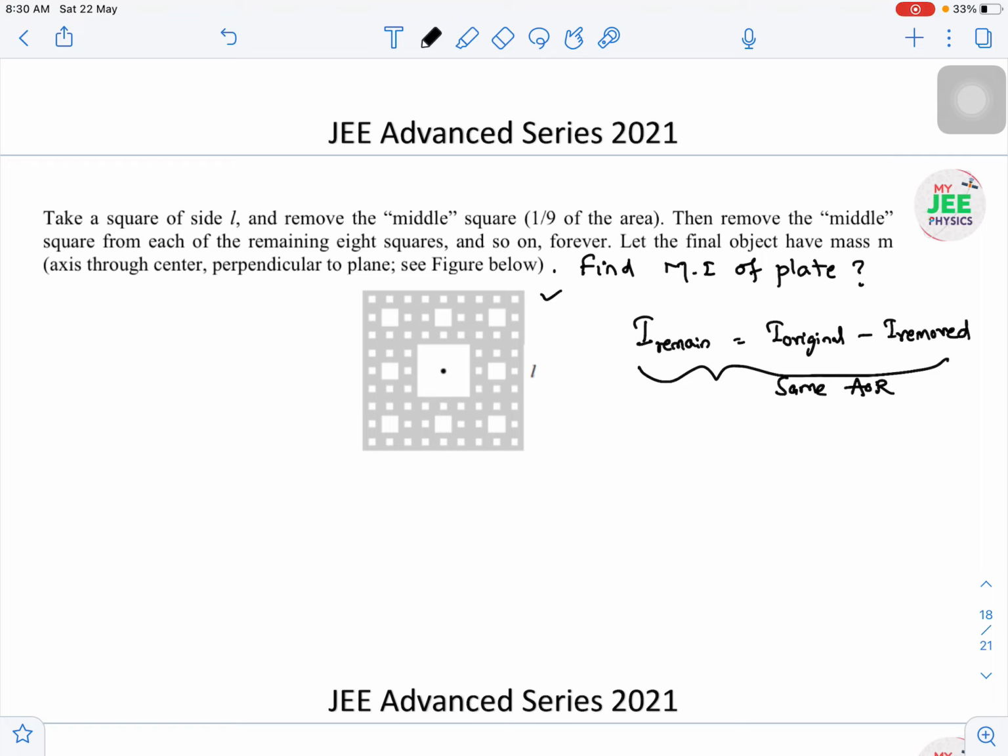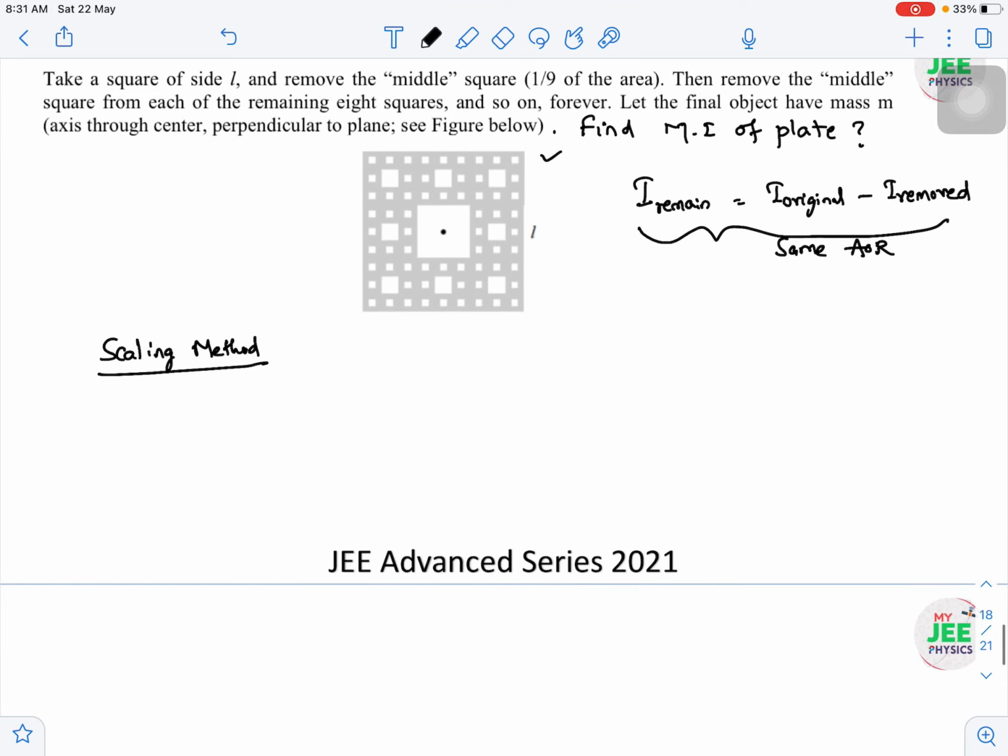Then how do we solve this question? Here we follow one method, we call it the scaling method. Just the dimensions of the objects we are going to change, and we try to implement the same logic from one object to the other. First I'll explain how I'm going to do it.